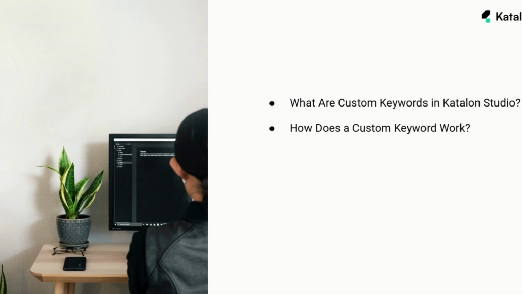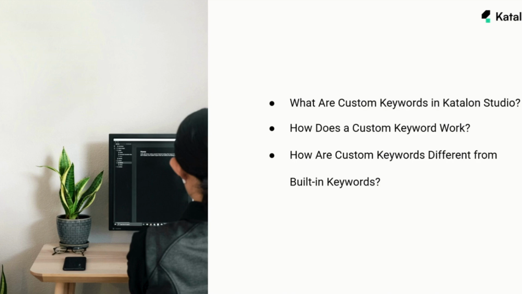Now, how does a custom keyword work? A custom keyword is essentially a Groovy method, a reusable function, stored inside the keywords package in your Katalon project. Once created, it can be used in any test case just like a built-in keyword.